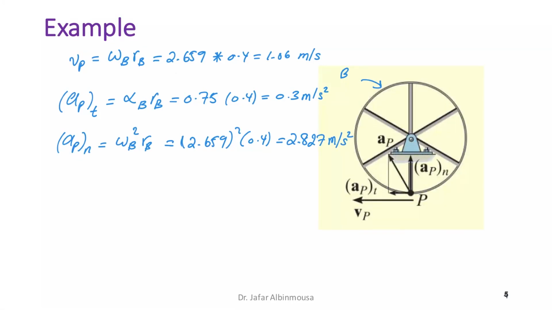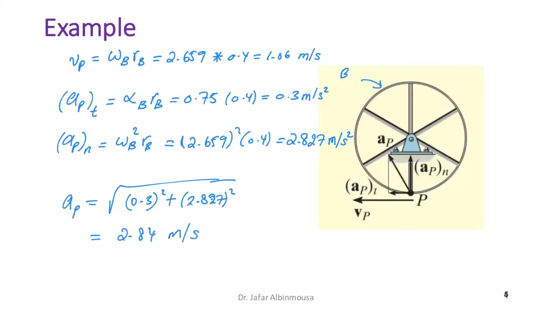Now, if we want to know the magnitude of the total acceleration, then this is equal to the square root of 0.3 squared plus 2.827 squared, which is going to be 2.84 meters per second squared.